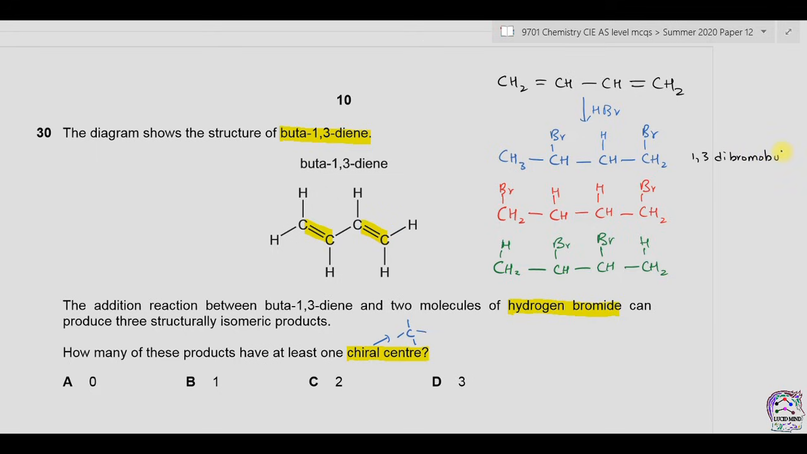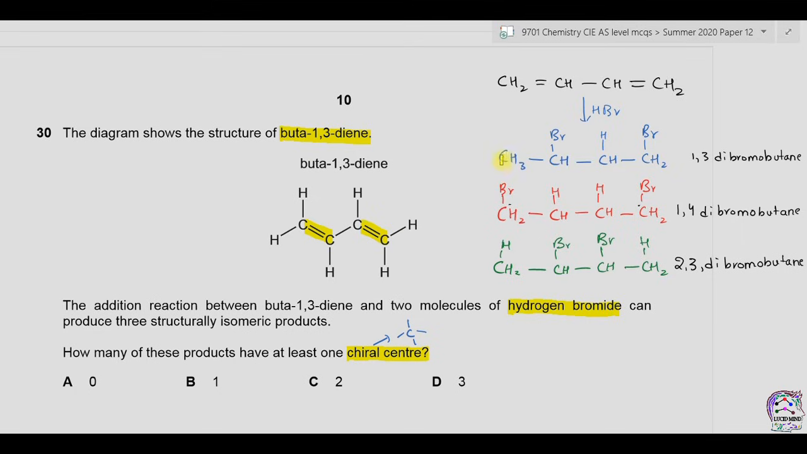The names of these three isomeric products would be, first one is 1,3-dibromobutane. Second one is 1 and 4, so it is 1,4-dibromobutane. In third one we have bromine atom on second and third carbon atom, so it will be 2,3-dibromobutane.